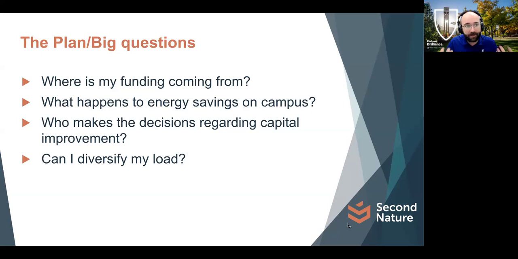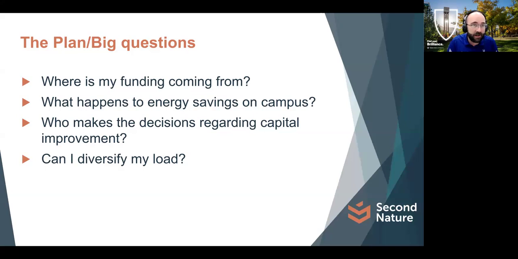Another one is, what happens to the energy savings on campus? At Weber State, we've built a model where if we save money on energy projects, that money gets invested in more energy projects, and that's that revolving fund. Who makes the decisions regarding capital improvement? I often see a disconnect between the operations and maintenance staff, who I represent, and the capital planning and construction staff, who I think Ted is more involved with. Connecting those groups, I think, is very important.